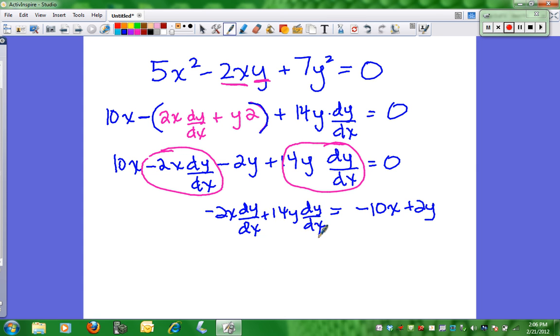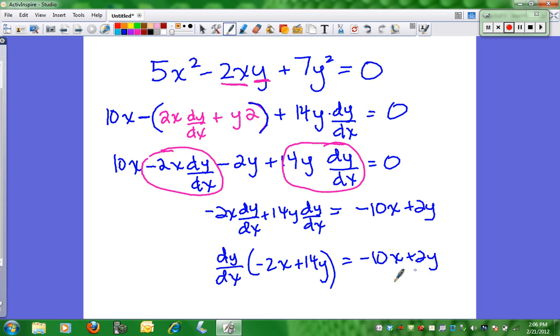Now we're going to factor out a dy/dx, which leaves me dy/dx times the quantity negative 2x plus 14y, which is equal to negative 10x plus 2y. Divide both sides by negative 2x plus 14y, and we end up with dy/dx being negative 10x plus 2y over negative 2x plus 14y.